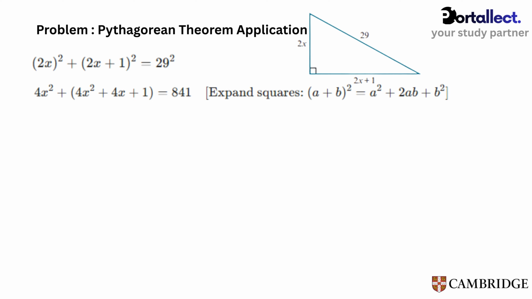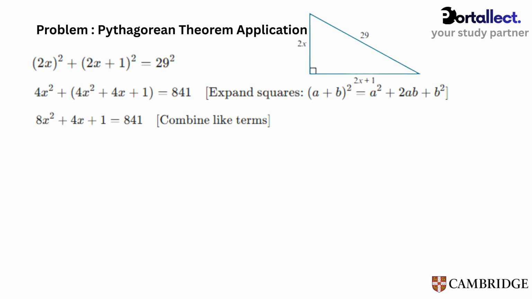2x squared becomes 4x squared. For the next part, we use FOIL to expand 2x plus 1 squared, which gives us 4x squared plus 4x plus 1. On the right side, 29 squared equals 841. Now let's combine our like terms.